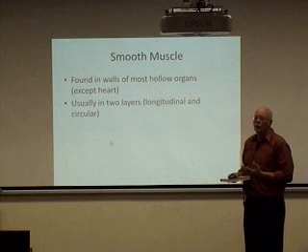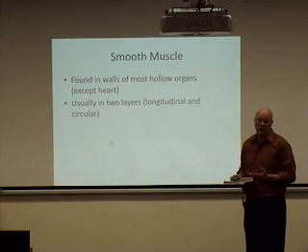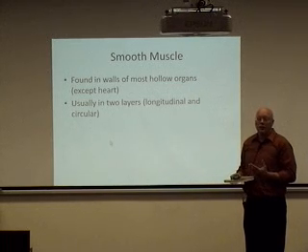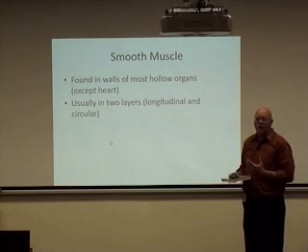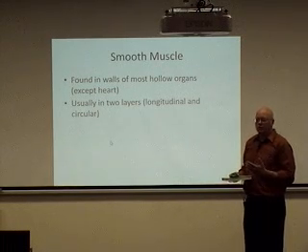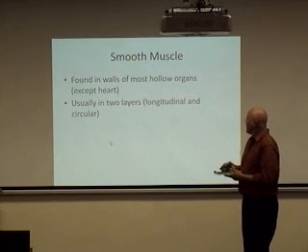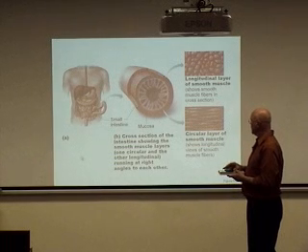Smooth muscle will line all the organs of the gastrointestinal tract. Smooth muscle lines the bronchi, the trachea that feed into the lungs. So smooth muscle is muscle that's associated with our internal viscera, our internal organs. And it has a very unique structure. It's very different than skeletal muscle.